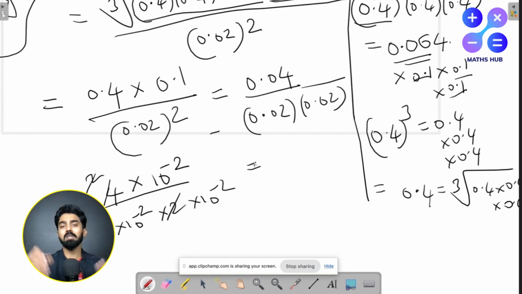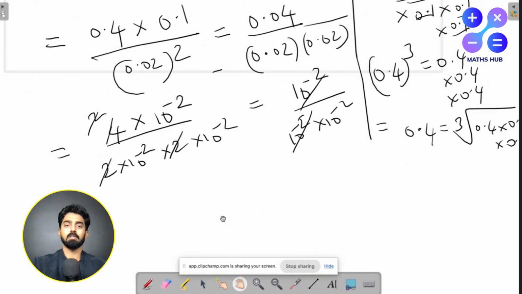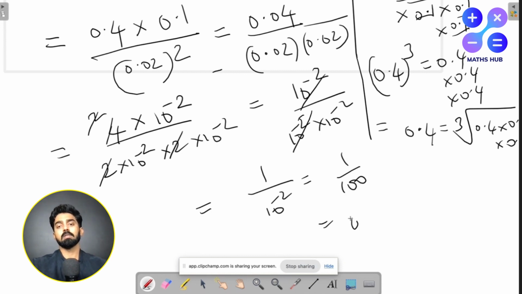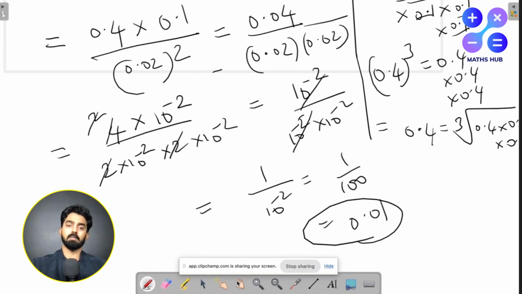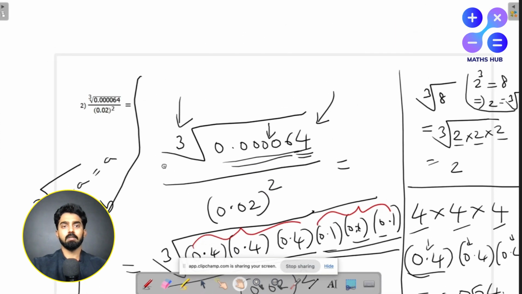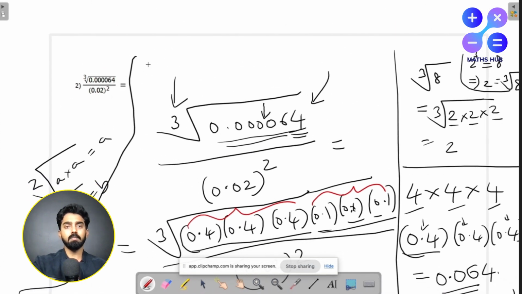So I'm only left with something very easy to work with, which is 10 power minus 2 by 10 power minus 2 times 10 power minus 2. I'm just going to cancel one of them out. So I'm only left with 1 by 10 power minus 2, which is 1 by 100, which is 0.01. That's it, and that is your answer. So the answer to the entire question would be 0.01, or you could also say 1 over 100, whichever the option gives you.